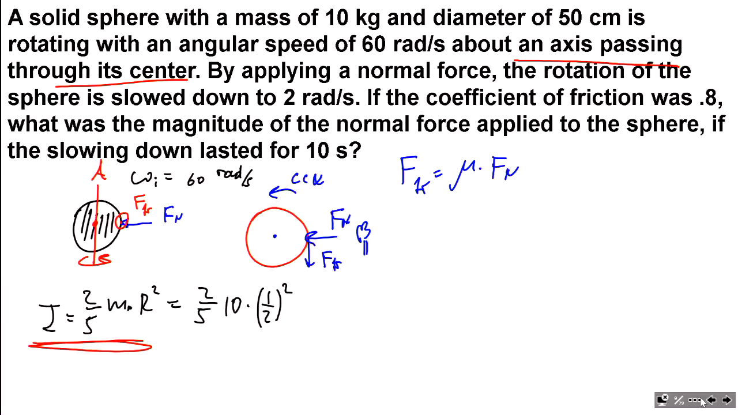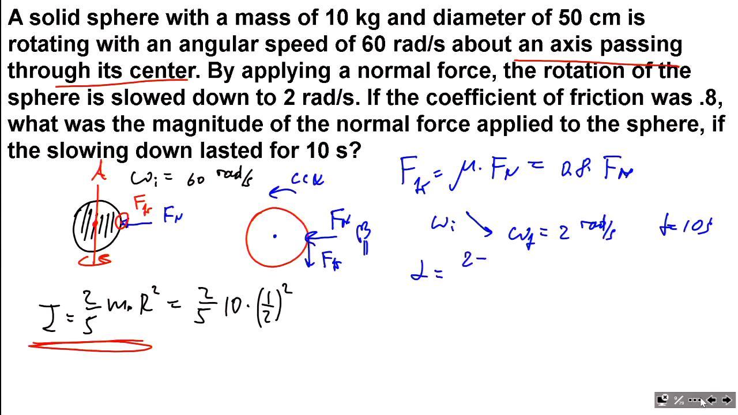So 0.8 times force we are trying to apply. What else do we know? We know that the angular velocity changes from 60 to 2 radians per second in 10 seconds. Well, okay, so we can calculate the angular acceleration. (2 minus 60) over 10, 5.8, negative 5.8 radians per second squared.